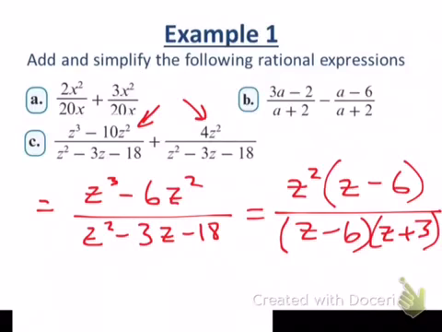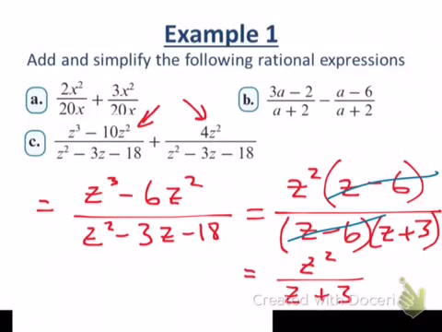Why do we do it that way? Because it's a trinomial. Can't take a z out of anything, because the 18 doesn't have a z. There's no GCF, so I just go straight to the old trial and error factoring. Are there any factors of negative 18 that add up to negative 3? Yes. Negative 6 and positive 3. Okay, so now we can cancel z minus 6, and what are we left with? z squared over z plus 3.